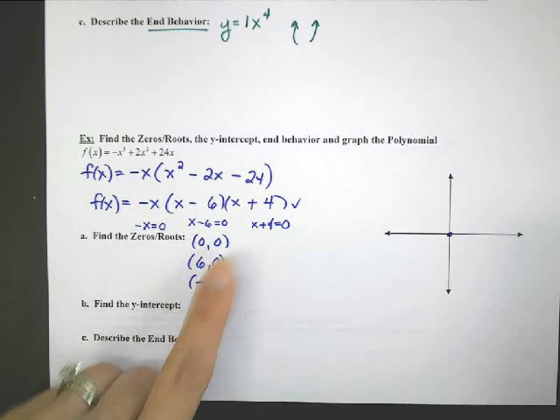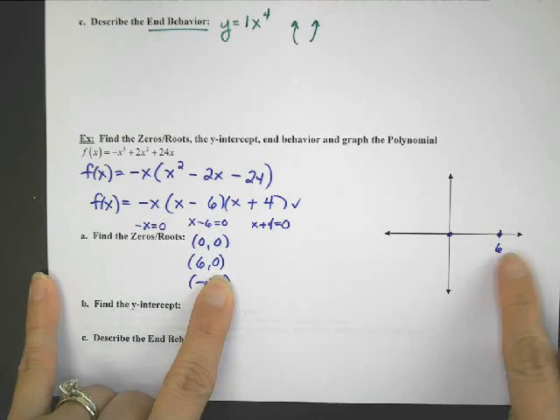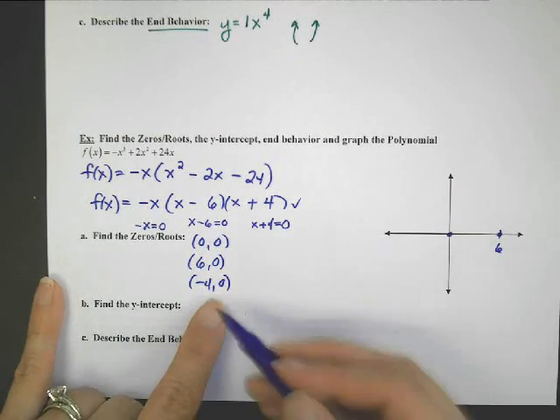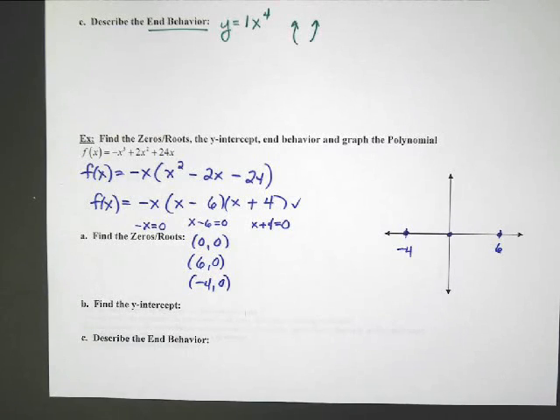So let's put some points at 0, 0. I'm going to put one at 6, 0. And as long as I put a number there, or you could put tick marks, but putting a number for sure, just so that I can grade it quickly. -4 right there. Okay, x-intercepts are done.